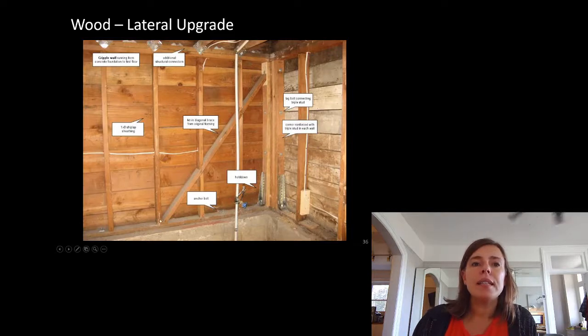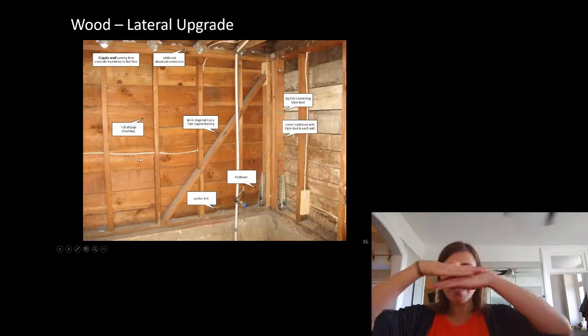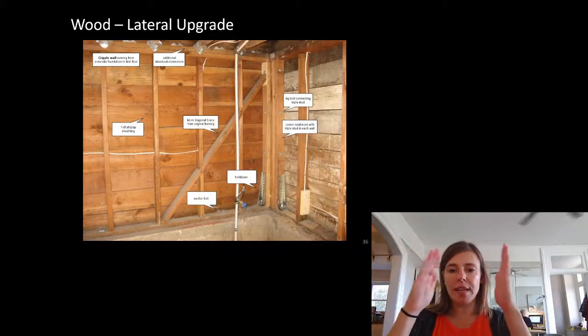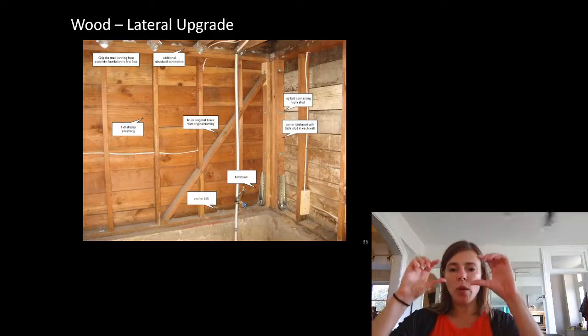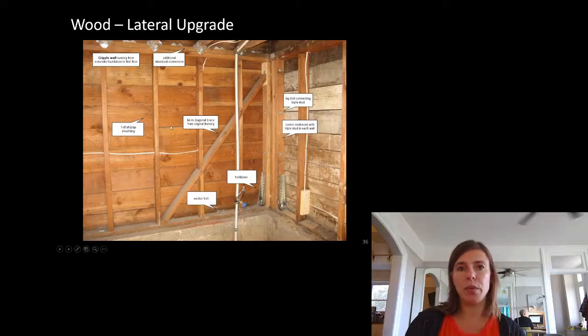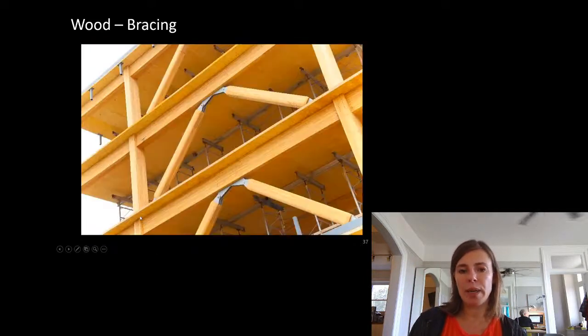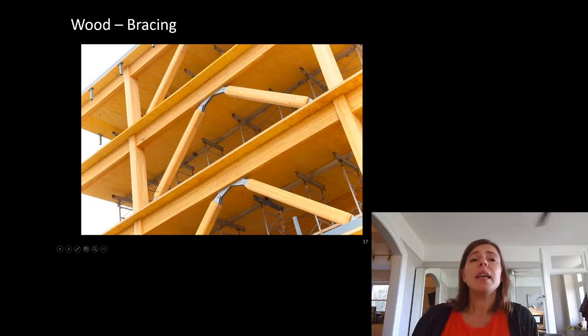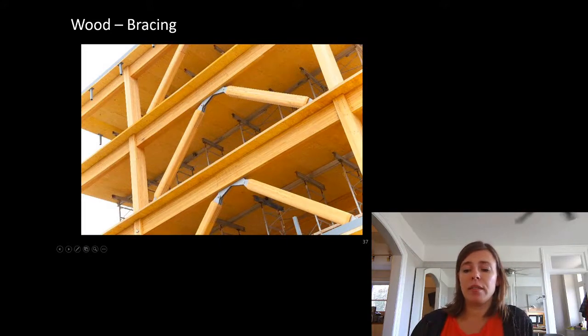Here is a diagonal bracing in a wood building. These wouldn't work as a lateral system because they can slip past each other. As the building wants to rack, each one of those boards can slip relative to each other. So this building, the sheathing isn't enough. We need to add bracing. Here's that wood bracing image again.